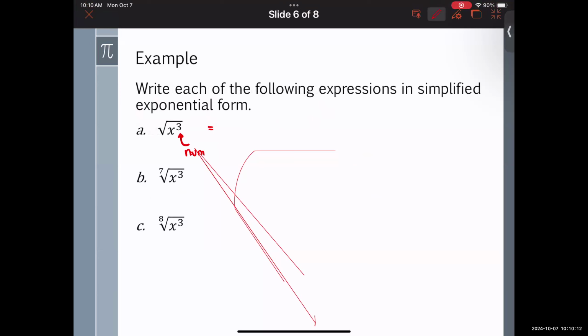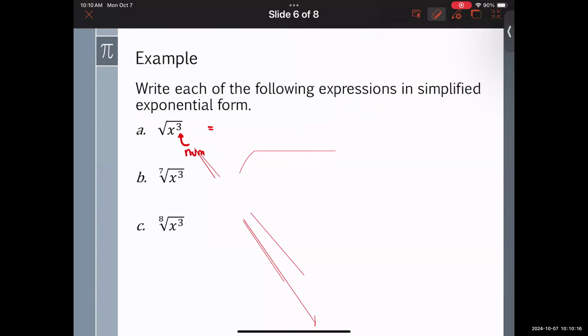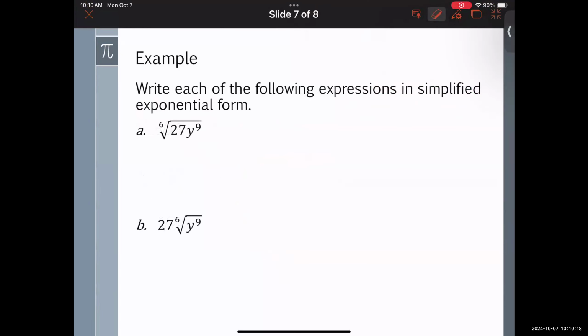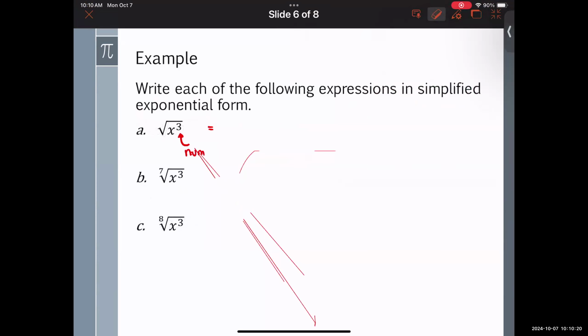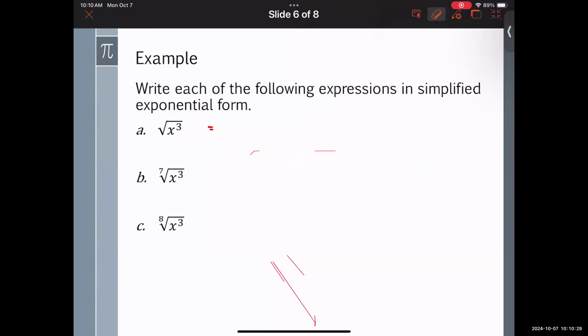PowerPoint on the iPad. Technology's annoying. That's crazy. All right, let's try this again.